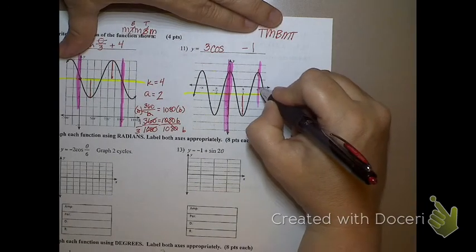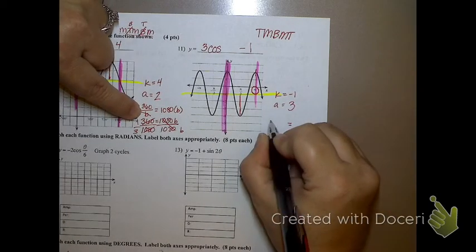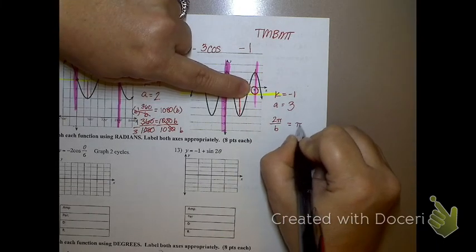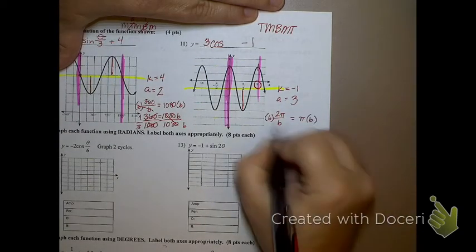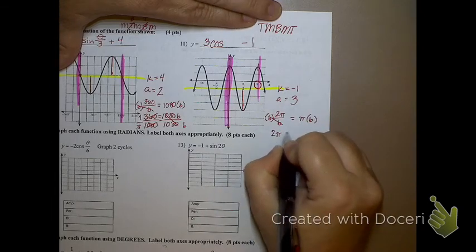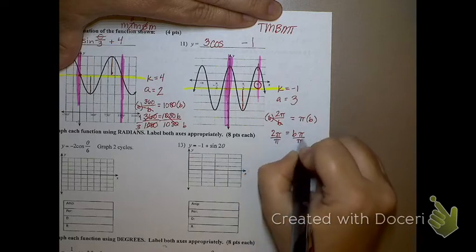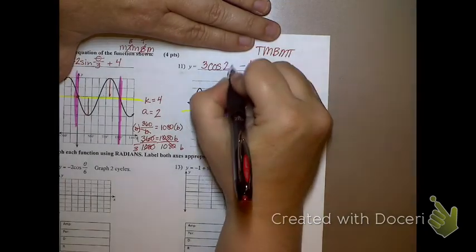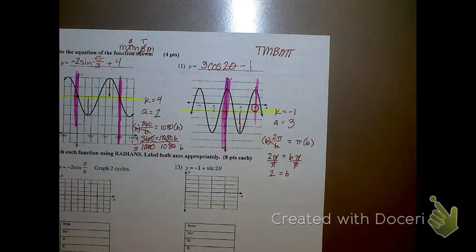All right, what is one period? Pi. So just like I did here, I'm not going to set 360 over b. I'm going to set 2 pi over b equal to pi. This is going to help me find b. Multiply by b. So 2 pi equals b pi. And divide both sides by pi. And what does b equal? 2. So right here I write 2 theta, and I'm done with my equation. Okay? All right, let's get to our graphs.